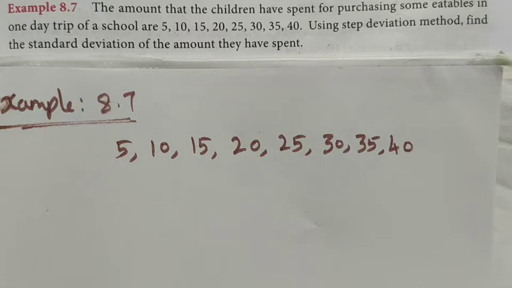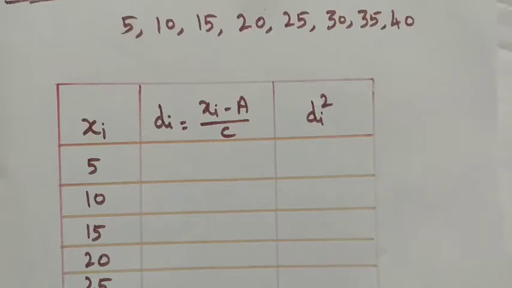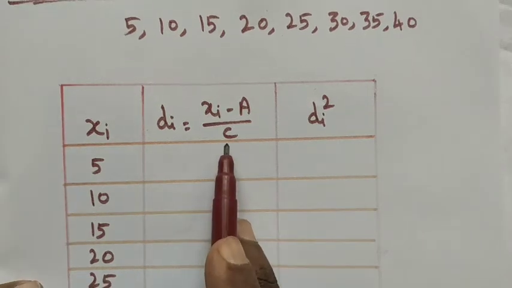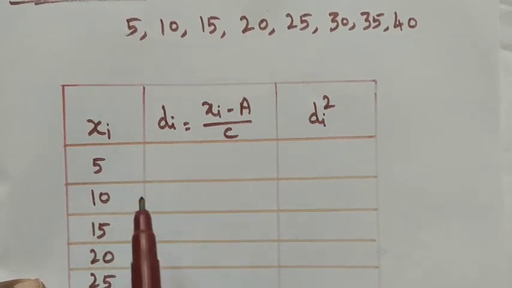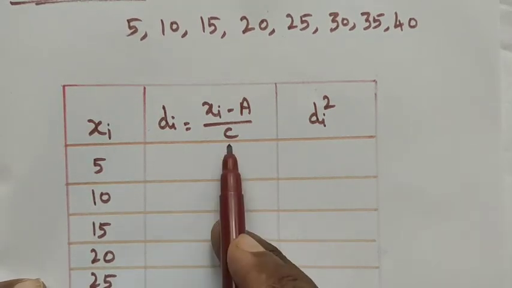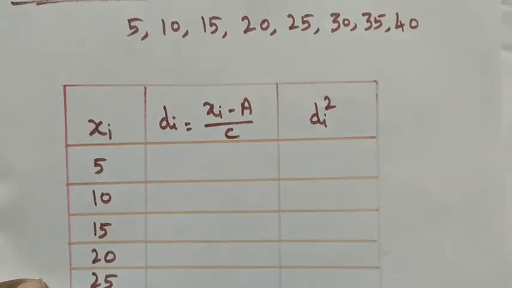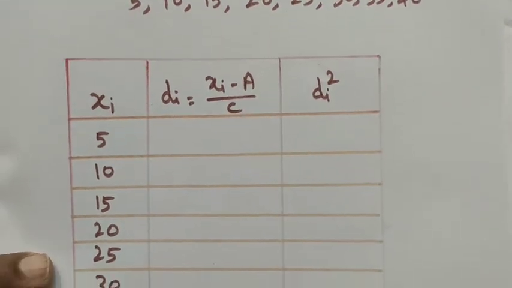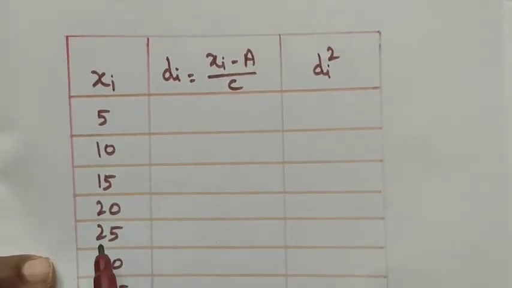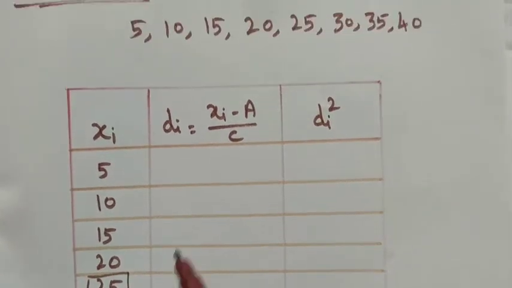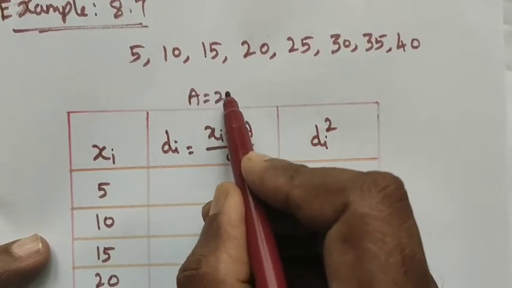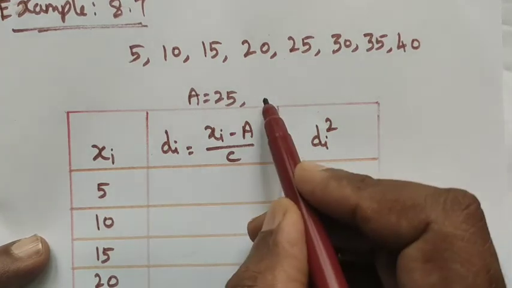By using the step deviation method, we want to find the standard deviation, right? The given data is ungrouped data. We are using the step deviation method. Here we have C as the common value, and we choose an assumed value. We can choose any one of these as the assumed value. Here I am going to choose 25. So A is equal to 25.